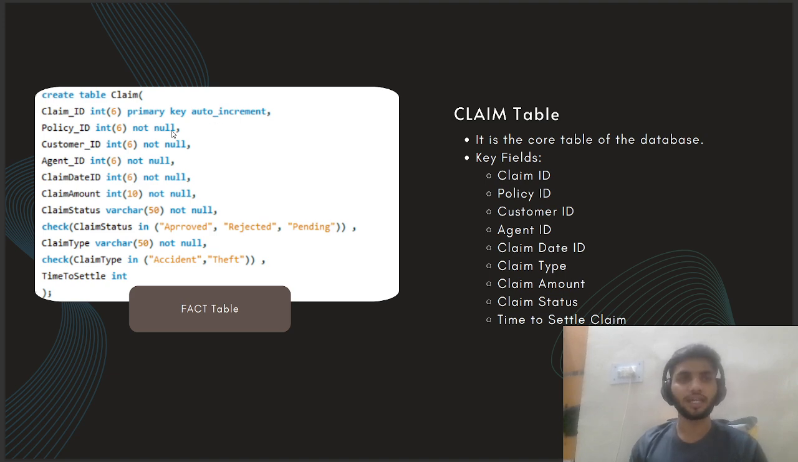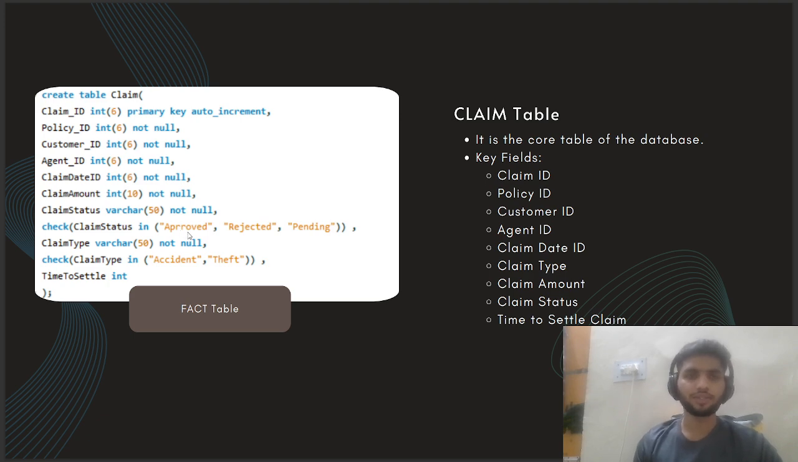And next, policy ID, it should not be null. And customer ID, every customer has their own ID, and agent ID, every agent has their own ID. It should not be null. If there is no ID, then the agent is invalid. And claim date ID should not be null. And claim amount, claim status. I have given three claim statuses: approved, rejected, and pending.